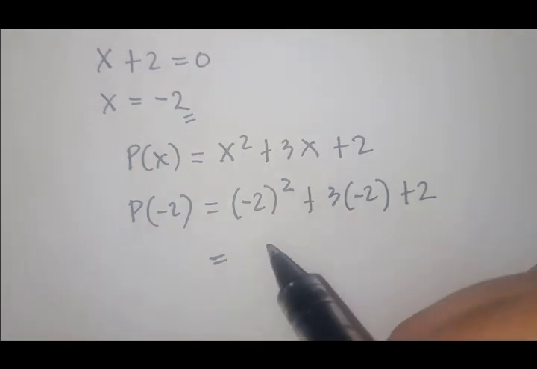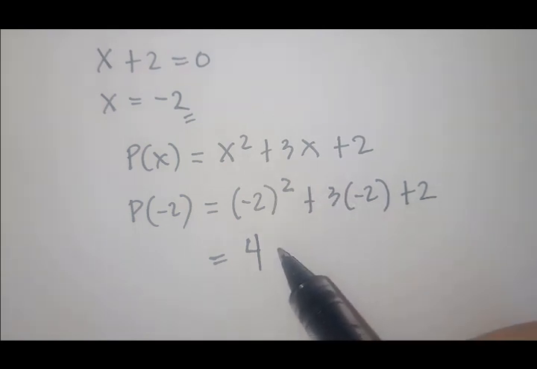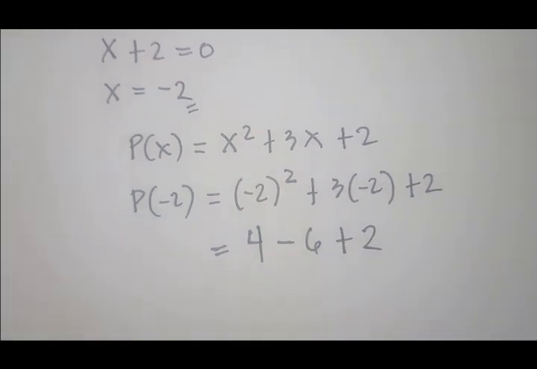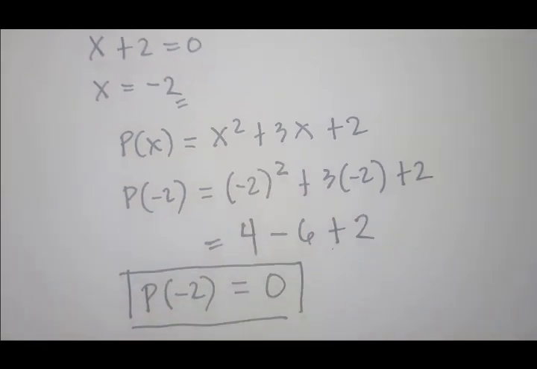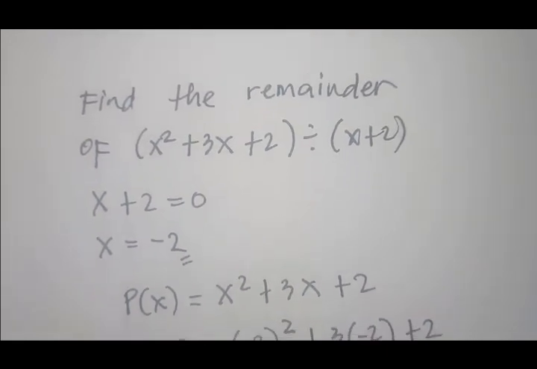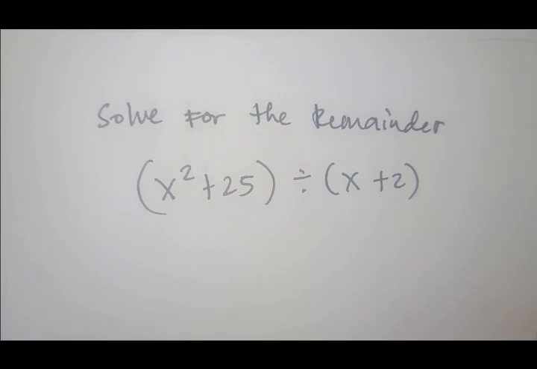So, we have negative 2 squared will be positive 4. 3 times negative 2 will give you negative 6, then plus 2. So, 4 minus 6 is negative 2, plus 2 will give you 0. So, it means the remainder, if x is negative 2, is equal to 0. So, the remainder, if you are going to divide x squared plus 3x plus 2 by x plus 2, is equal to 0. Okay.